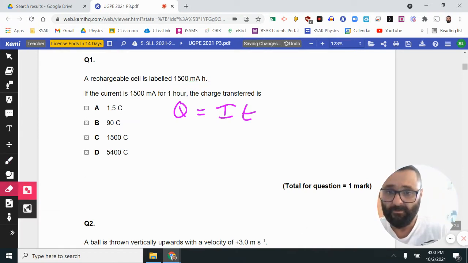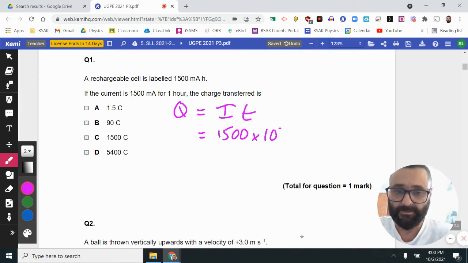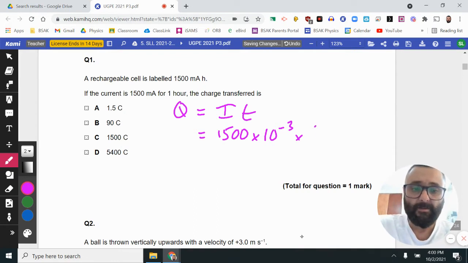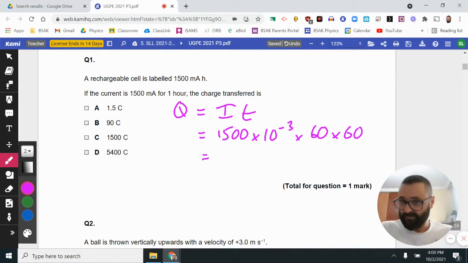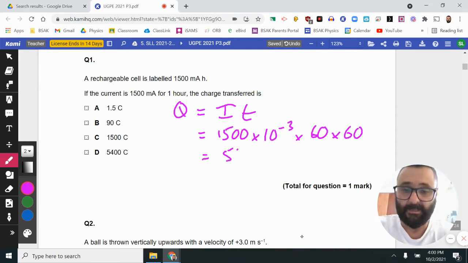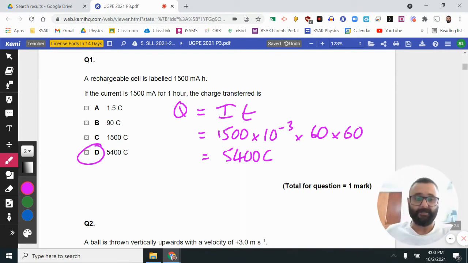So we're just going to use the values we're given. The current is 1500 milliamps, and the time is 1 hour. So that's 60 minutes in an hour, 60 seconds in a minute. That gives us the charge in coulombs, because we've converted everything to standard units. That's coming out as 5,400 coulombs. So the answer is D.